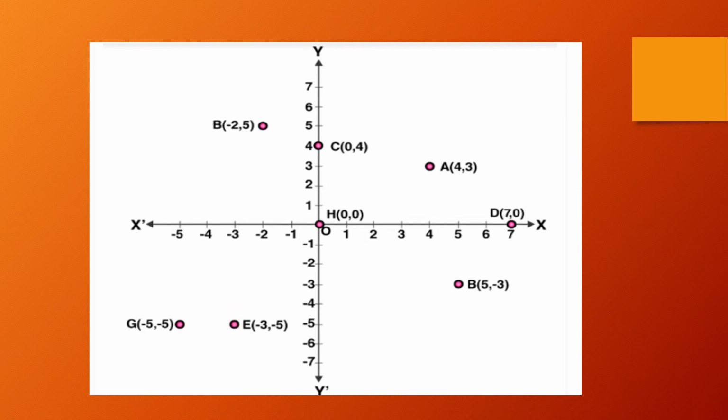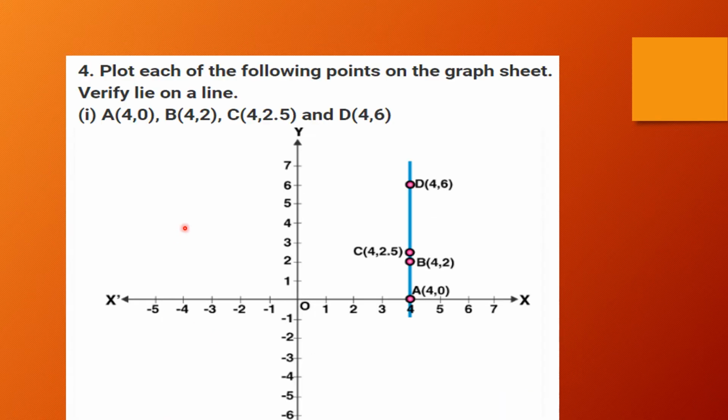Similarly, mark the points G and H. Plot each of the following points on a graph sheet and verify that they lie on a line. The point is given as (4, 0), that is, the abscissa is 4 and the ordinate is 0. Abscissa of A is 4 and ordinate of A is 0.